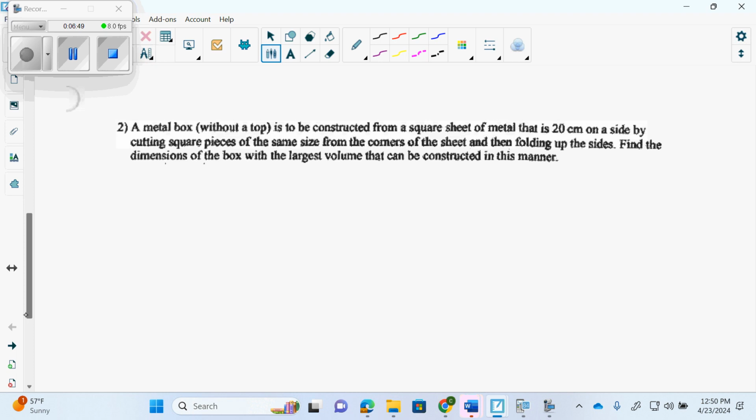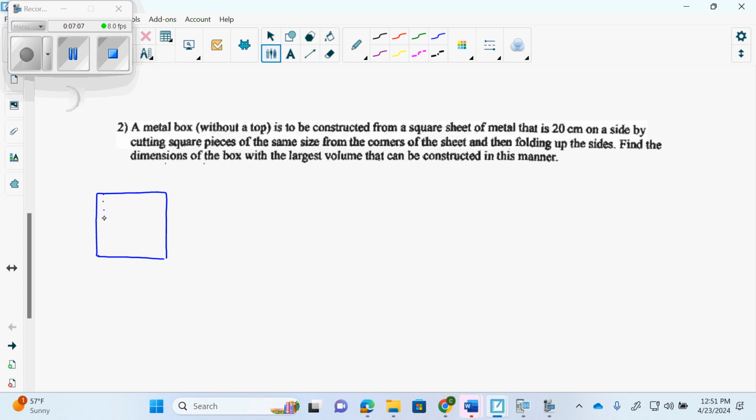So number 2 is very, very similar to a 30-1 polynomial question. It is a metal box without a top. It's to be constructed from a square sheet of paper. So now we have a square sheet of paper.